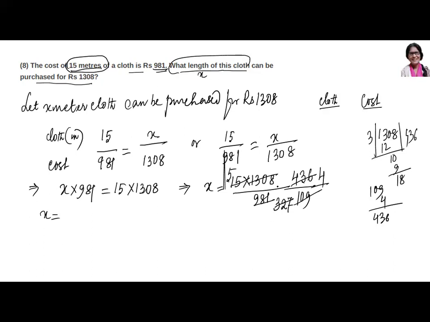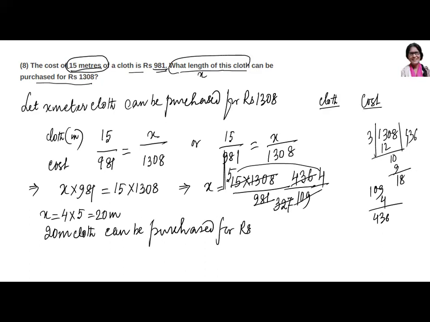How X is equal to 4? Acha, 4 into 5. 5 is left. 4 into 5, that will be 20 meter. So what is the answer statement? 20 meter cloth can be purchased for rupees 1308.